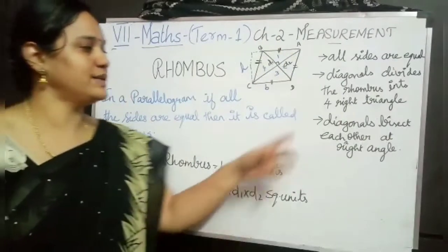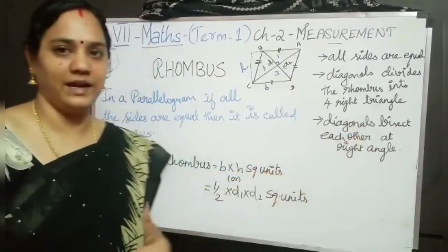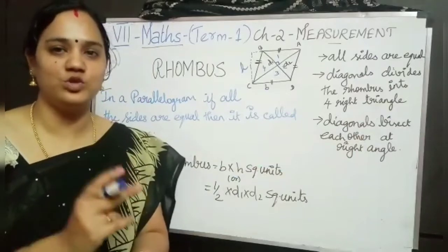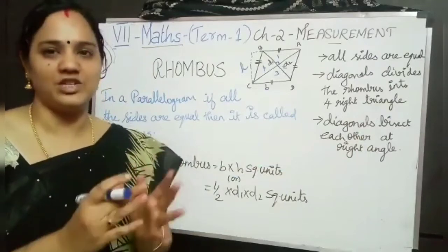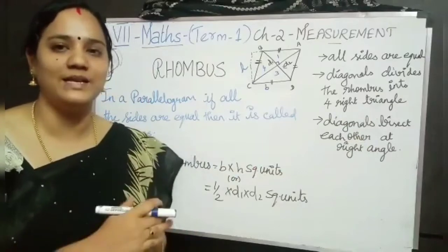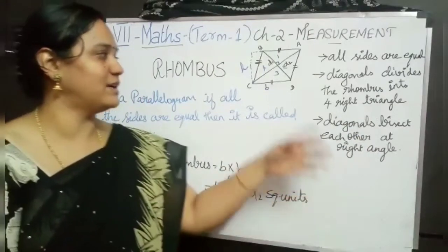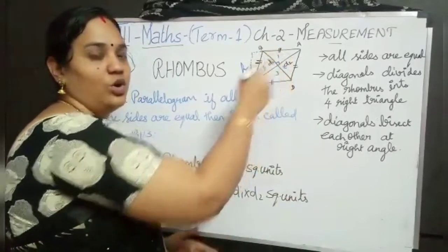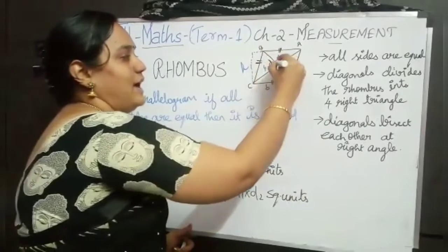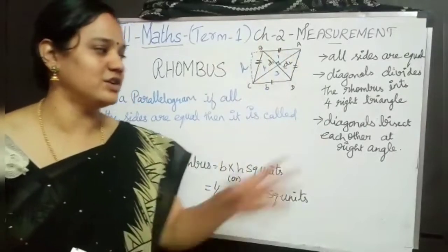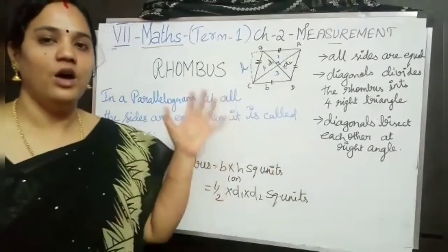Next, the diagonals bisect each other at right angles. What does bisect mean? Bi means 2, and sect means sections. If we divide anything into 2 sections, that is known as bisection. So the 2 diagonals divide each other into 2, and this angle is a right angle. A right angle means 90 degrees. That is also an important property of a rhombus.